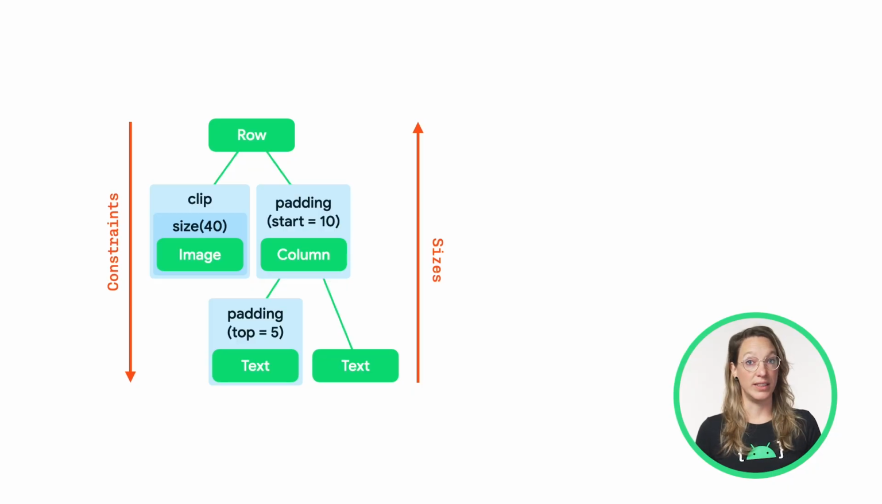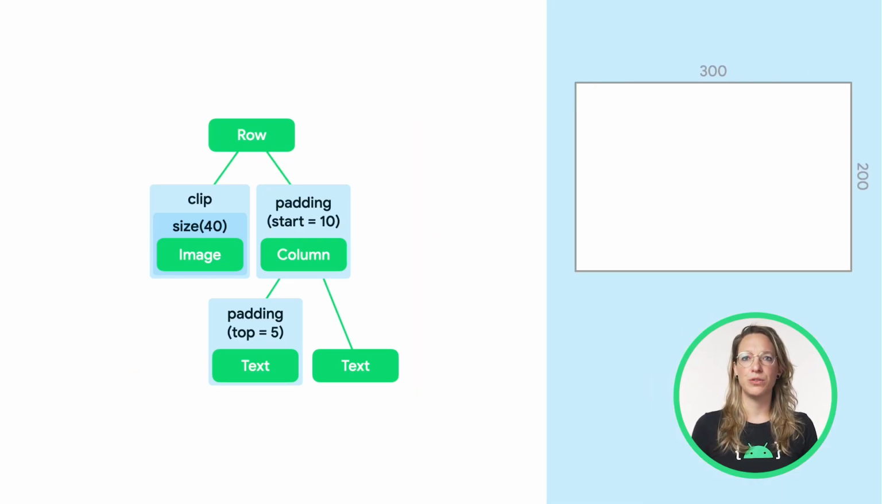When a node has decided its own size, it communicates that size back up the tree. Let's see how this works for our UI tree. Say we're rendering this row inside a container that is 300 by 200 dp. The constraints passed to our row node are bounded and say that it can take any width between 0 and 300 and any height between 0 and 200.